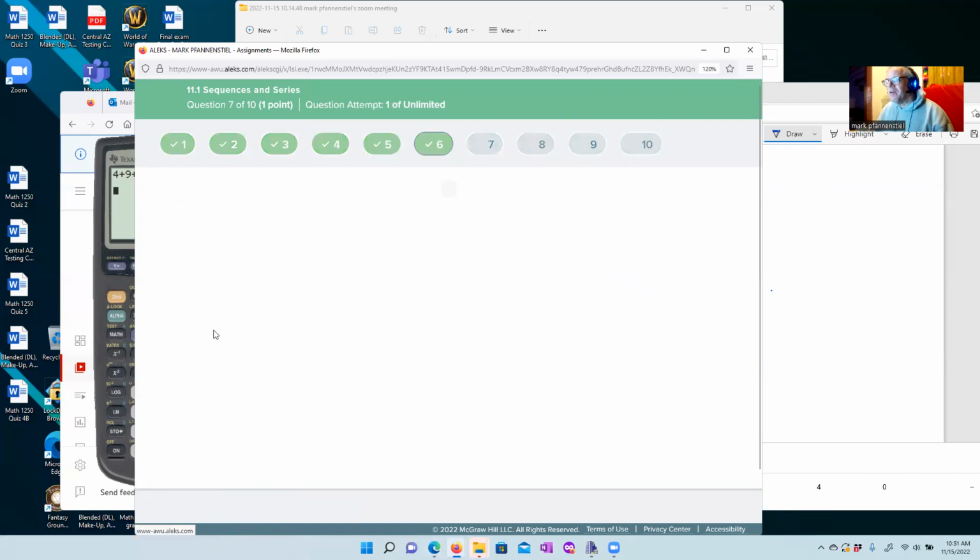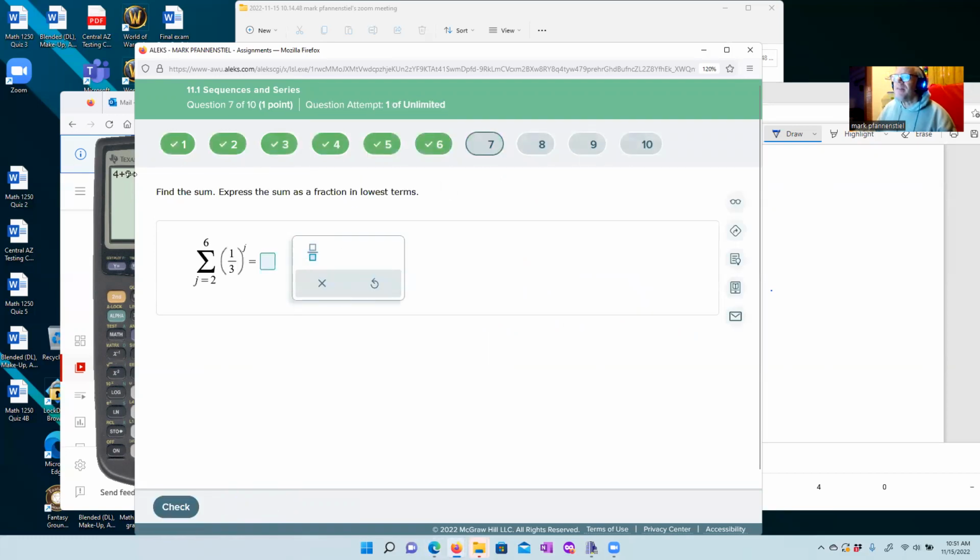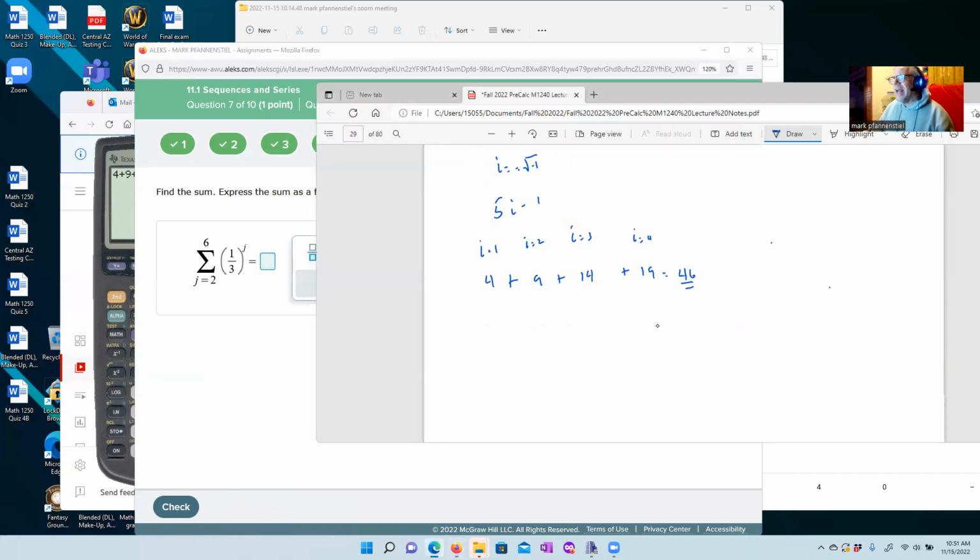Okay, we'll continue on our way. And then express the sum as a fraction in lowest terms. So we're going to go from j from 2 to 6. So again, we have the sum with j equal to 2 to 6.